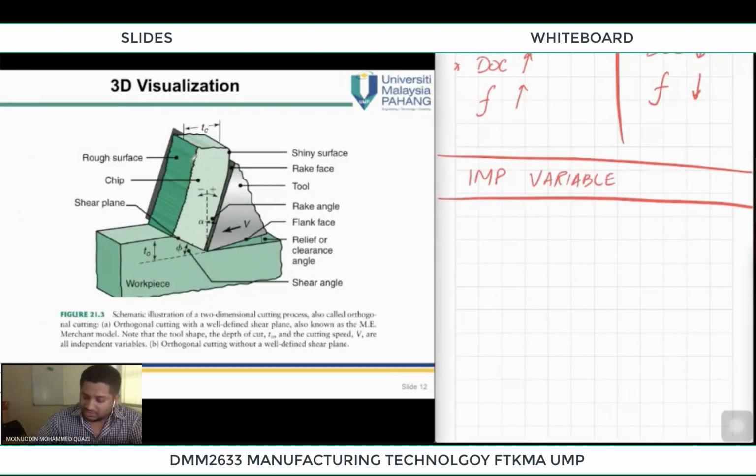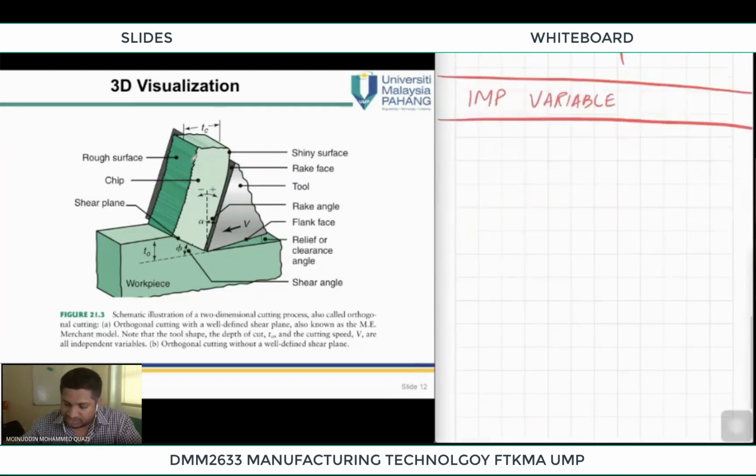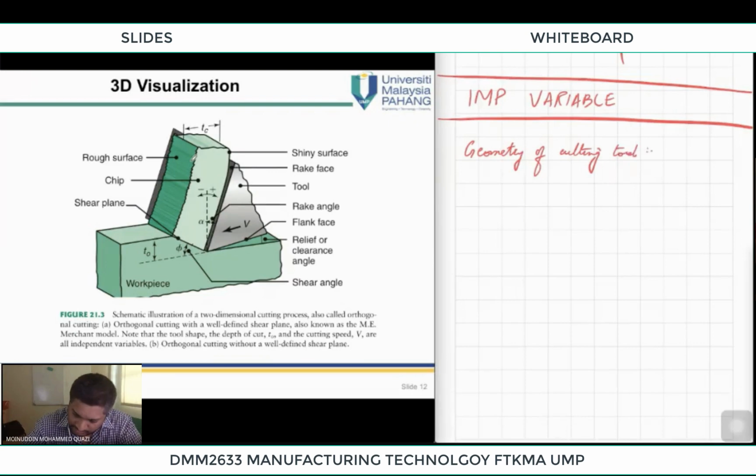Now let's take a look at the symbols and the geometry of our cutting tool. So please study this right now. We have this tool. This is my tool. This is my workpiece. This green block is the workpiece, and this is the chip which is produced. As I said earlier, the upper part of the tool face is called the rake face, and the lower part of the tool is called the flank.